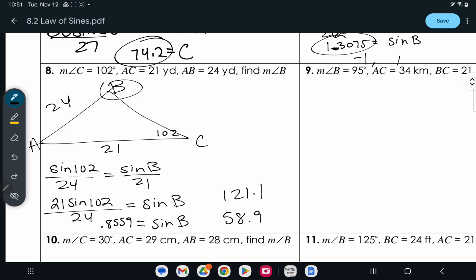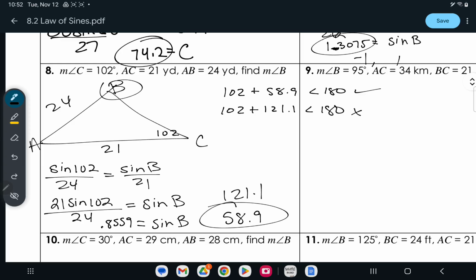And now I need to check. So does my 102 plus 58.9, is that less than 180? And my 102 plus 121.1, is that less than 180? So adding these two works out. Adding these two does not. So my only answer is the 58.9.